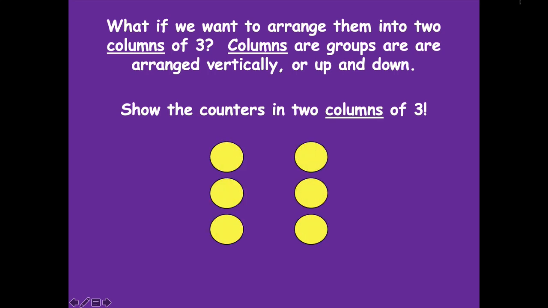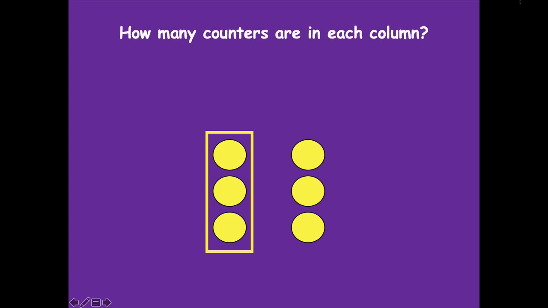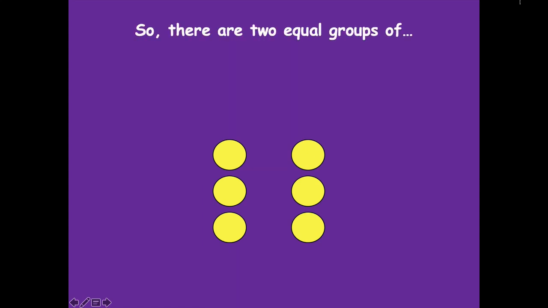All right, so here's my 2 columns of 3. How many columns do you see? Remember, up and down is a column. So there's 2 columns. How many counters are in each column? 3 counters. You got it. So there are 2 equal groups of 3. Awesome. So how many total counters?